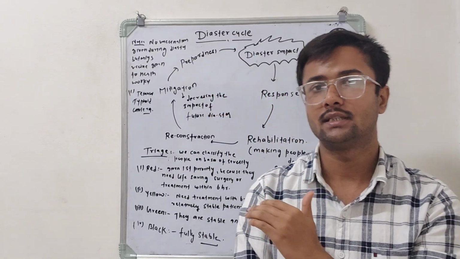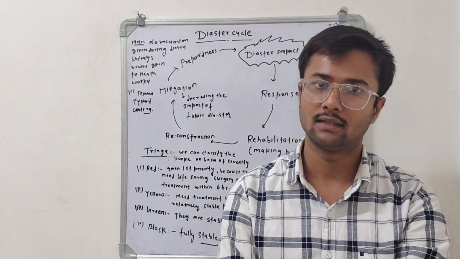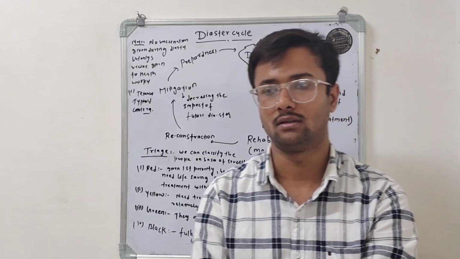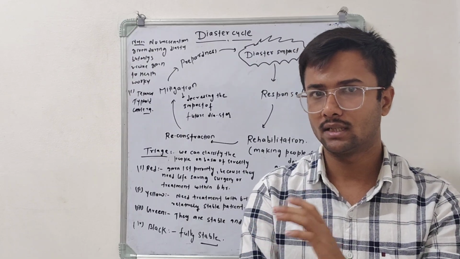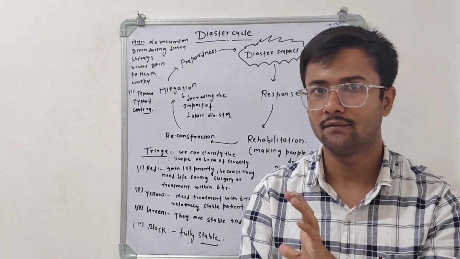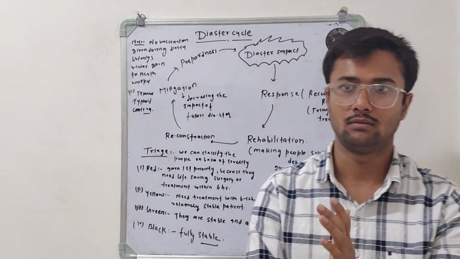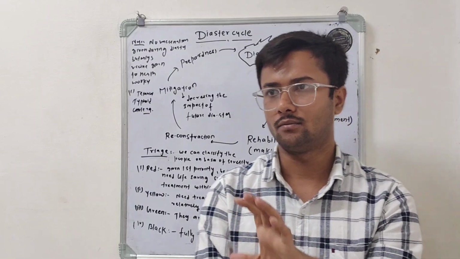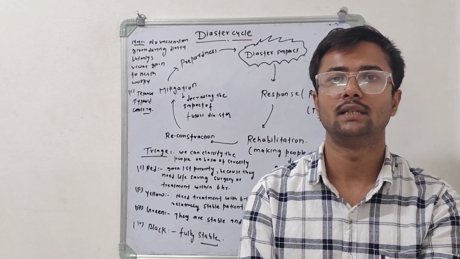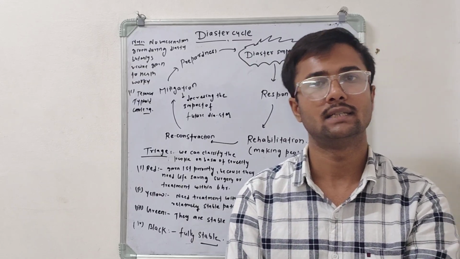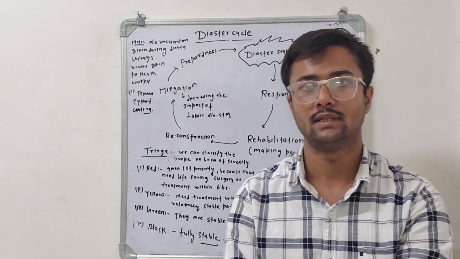So the second step is the rescue and recovery. After the rescue and recovery, the next step is rehabilitation. What is the meaning of rehabilitation? In rehabilitation, we make the people self-dependent by giving jobs. Which types of jobs are given in such a situation? Basically jobs for helping people and the distribution of money. Whatever money they earn from these jobs, they utilize for the reconstruction of their houses. So the third step is the reconstruction of their houses.